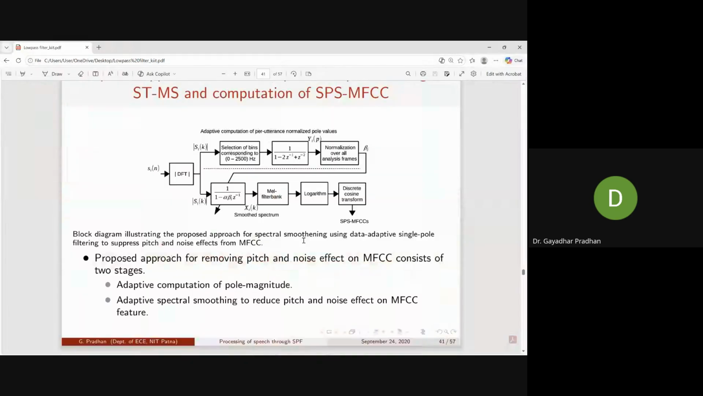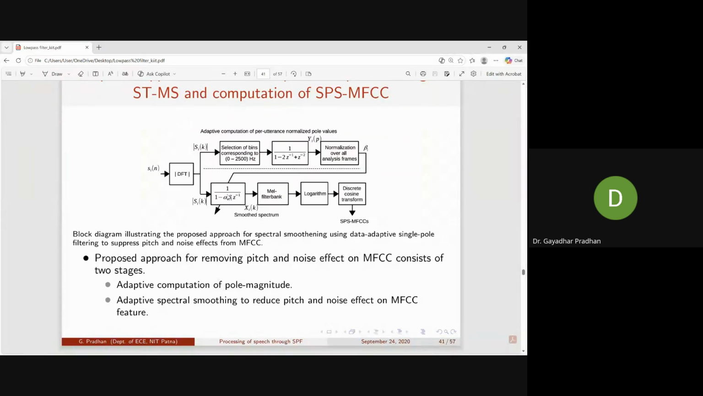This is the filter design. We have computed the DFT. Select the bins in the lower frequency range. Apply this accumulator 2 times. Get a value. That means the magnitude value, beta. Then this beta will adaptively change for each spectrum. So it will come back to that spectrum and divide by 1 minus alpha.